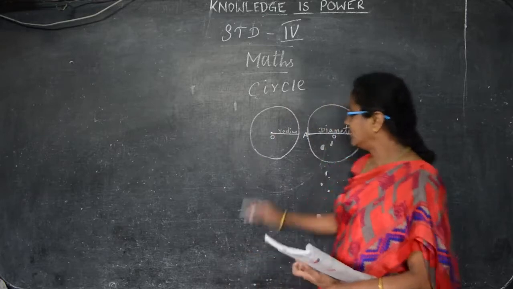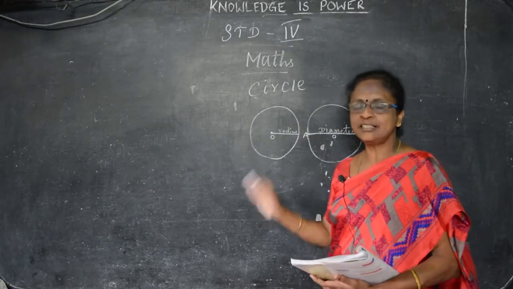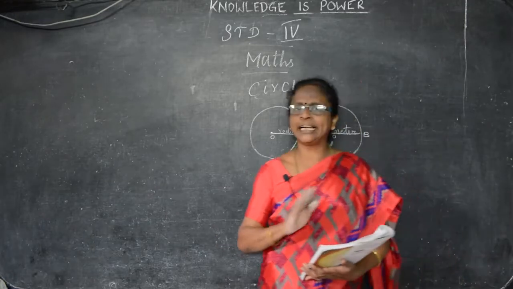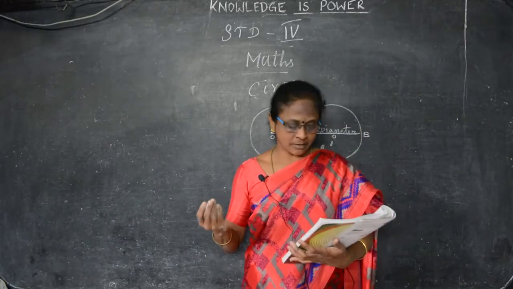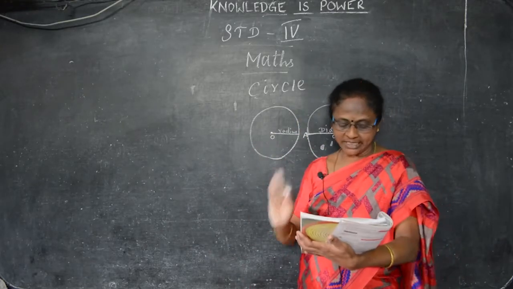Now, a circle is perfectly round in shape. It has no sides and no diagonals. O is the center point of the circle.